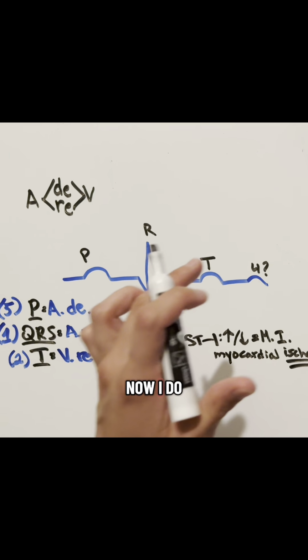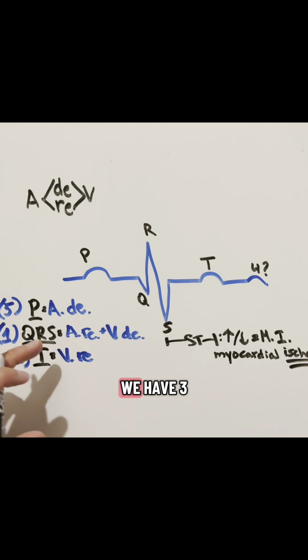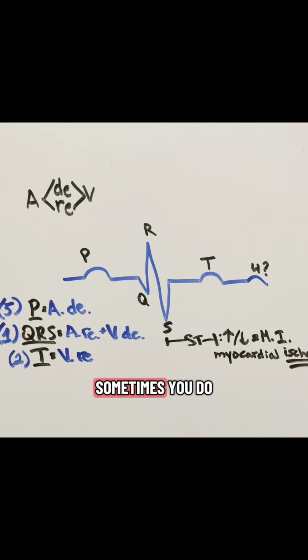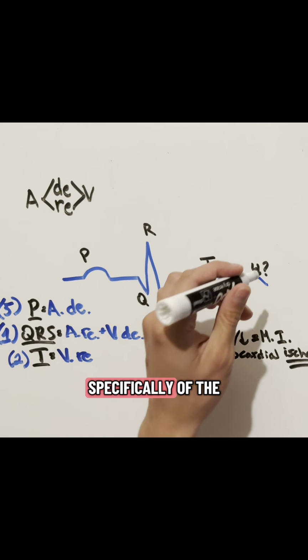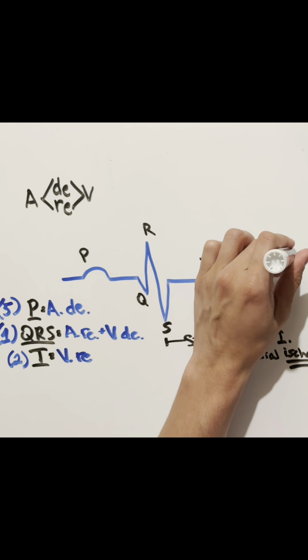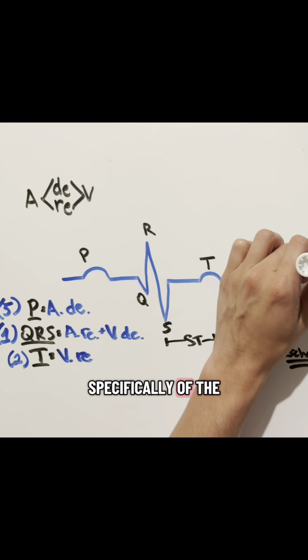Now, I do have this U wave here, right? So we said we had 3 primary components, but sometimes we will have a U wave. Sometimes you do get a U wave, and a U wave is still ventricular repolarization, but it is specifically of the papillary muscles.